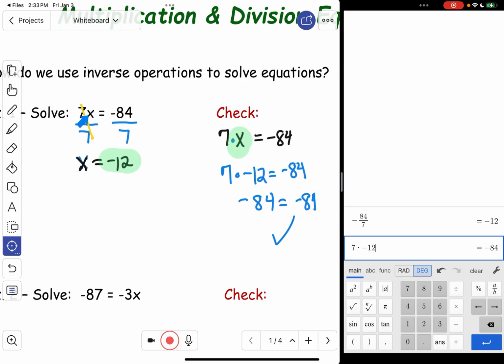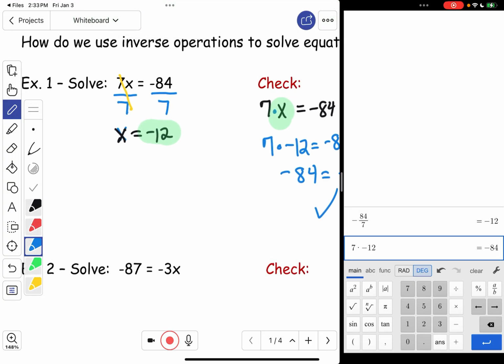So notice the difference between this first example and the second example. The main difference is that in the second example, our variable is on the right-hand side of the equal sign. It really does not matter if the variable is on the left or the right. Remember, our goal is to isolate this variable term by doing the inverse operation. Here's our variable, multiplied by negative 3. So what would be the inverse of multiplying by negative 3? The inverse would be to divide by negative 3.